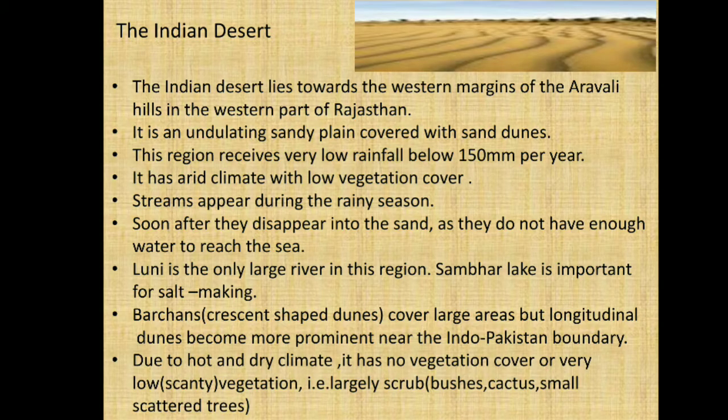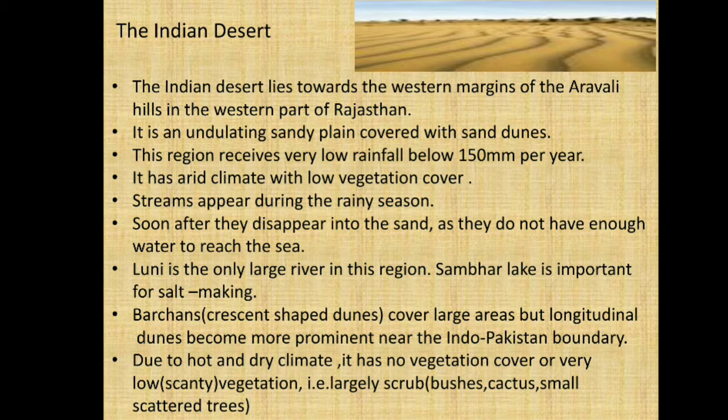Okay, now let us learn about the Indian desert. The Indian desert lies towards the western margins of the Aravalli Hills in the western part of Rajasthan. It is an undulating sandy plain covered with sand dunes. This region receives very low rainfall, below 150 mm per year. It has an arid climate with low vegetation cover.